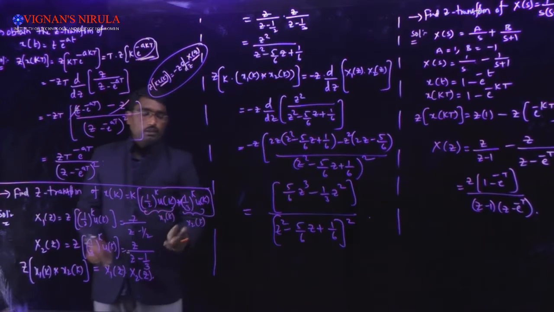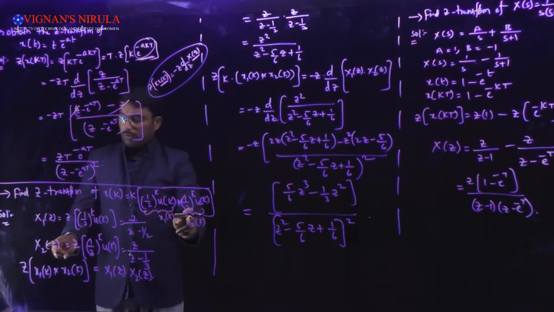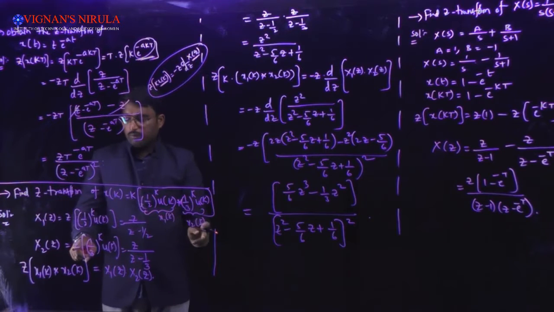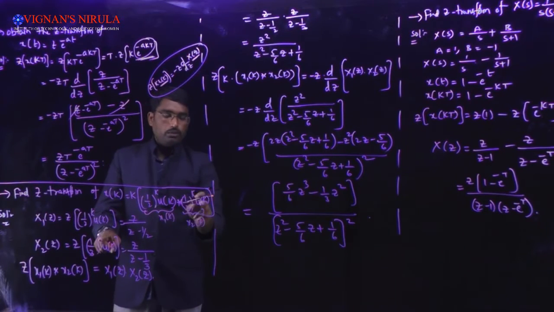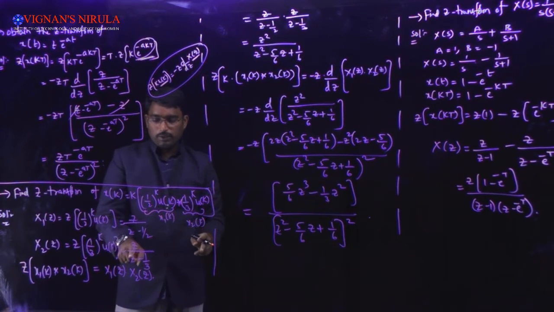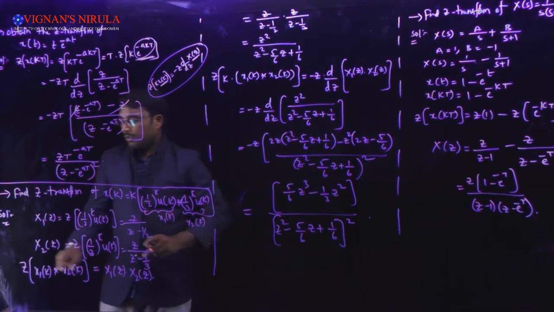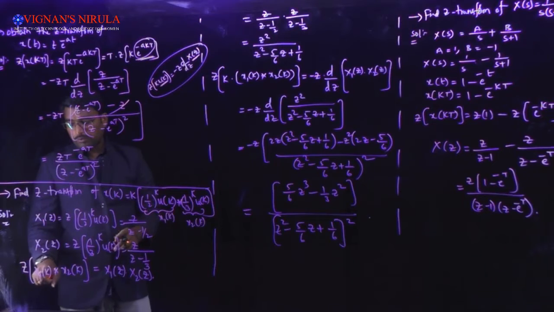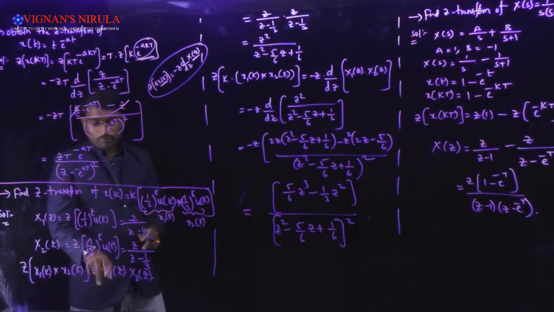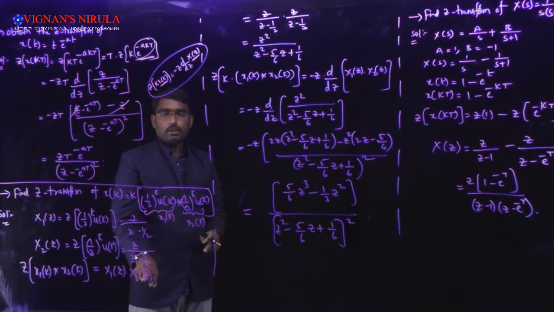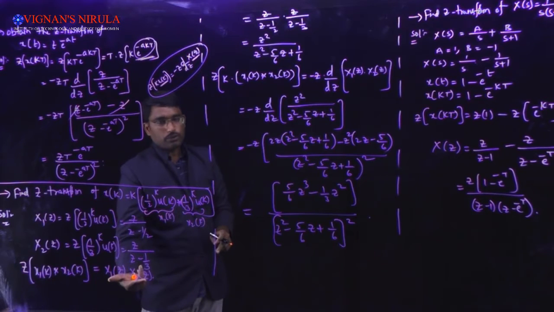In the same way, Z transform of x2 of k, X2 of z, equals Z transform of 1 by 3 whole power k into u of k. For this the Z transform becomes z by z minus a, where a means 1 by 3, so z by z minus 1 by 3. According to the convolution theorem, we know that Z transform of x1 of k convolution x2 of k is simply X1 of z into X2 of z, simply multiplying their Z transforms.